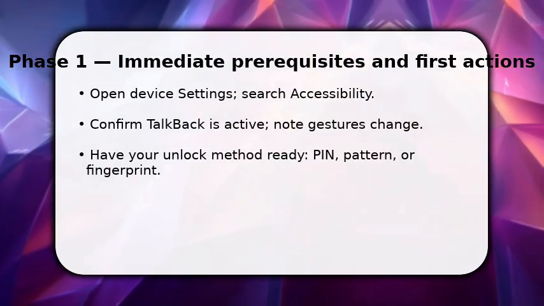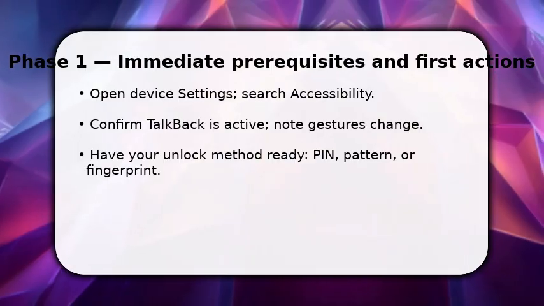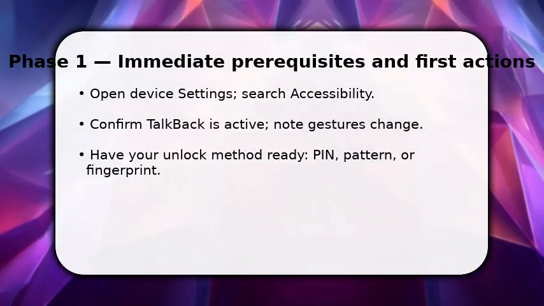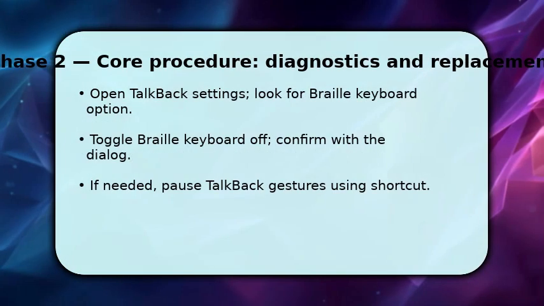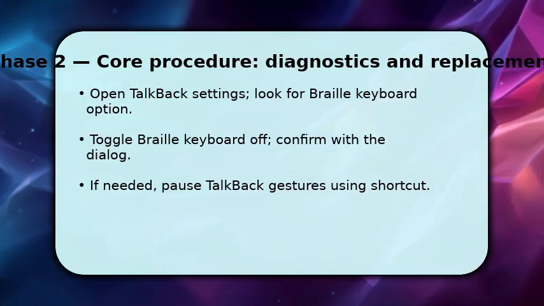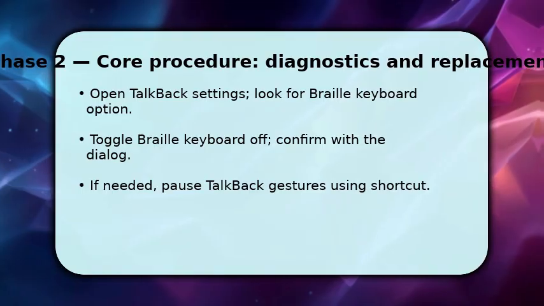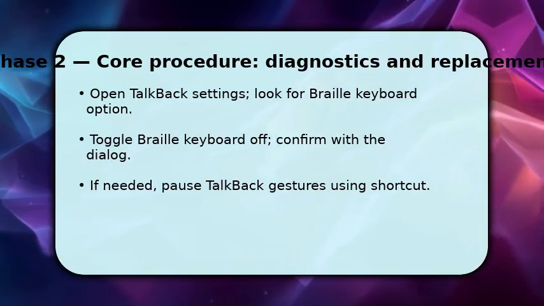Once the accessibility page is visible, locate the TalkBack entry. This is the pivot point. You must be precise with double tap and 2-finger scrolls while TalkBack is active. Now go into TalkBack settings and find the Braille Keyboard option. It may read as Braille Keyboard or Braille Keyboard for TalkBack. You will double tap to open entries and use 2-finger scrolling to navigate.